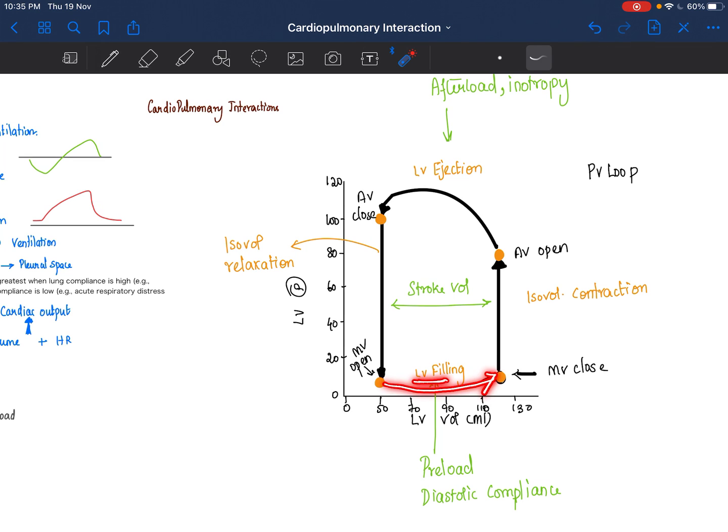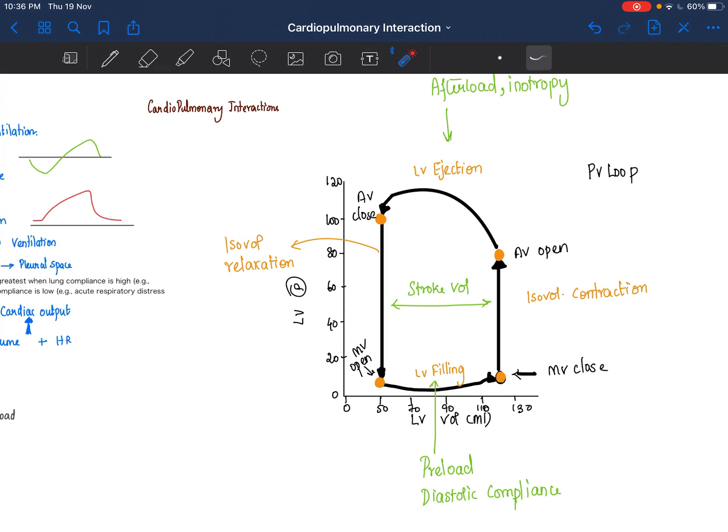So, this filling is representative of preload, okay, and the preload is dependent upon the volume and the diastolic compliance. If the left ventricle is stiff, if the left ventricle is not going to yield, then the amount of volume filling is going to be less. If the volume that is coming in itself is less, again your left ventricular filling will be less, correct, makes sense.